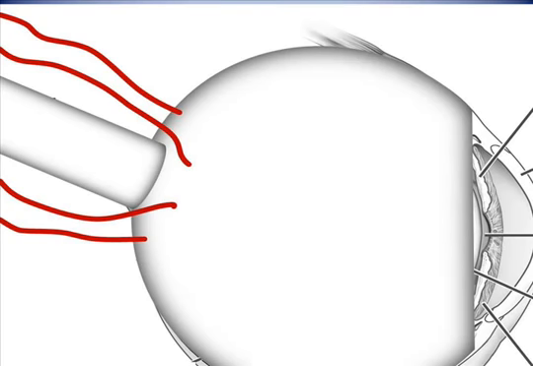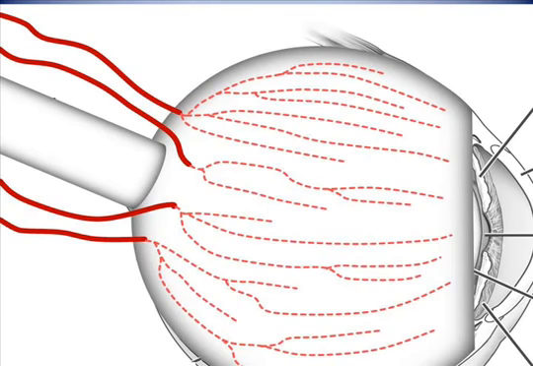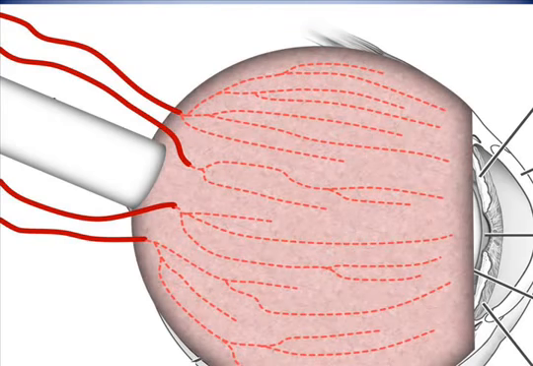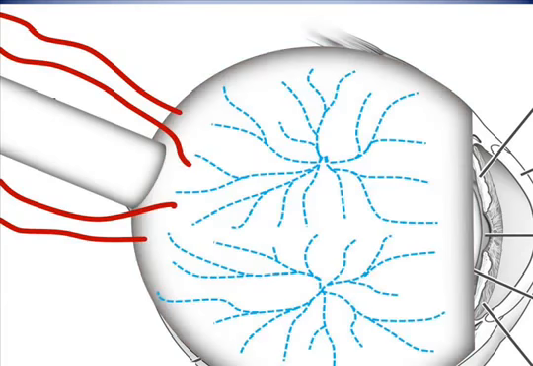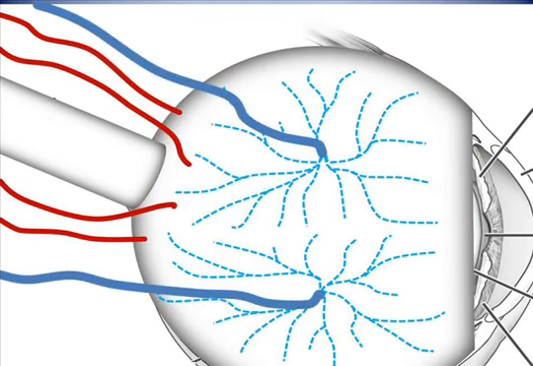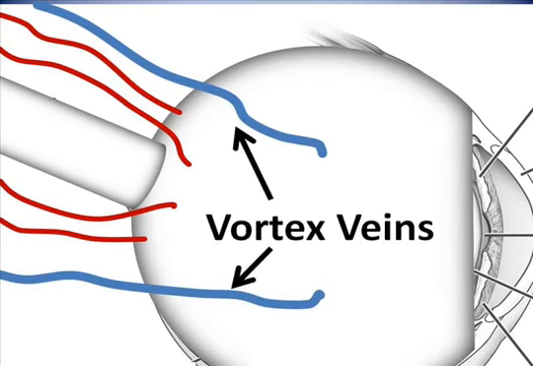As these arteries enter the wall of the eye, they branch into the choroid, the vast network of vessels underlying the retina. After the blood has circulated through the capillaries of the choroid, the oxygen-depleted blood flows into small veins that coalesce into larger veins. These larger veins exit the eye and are called vortex veins.